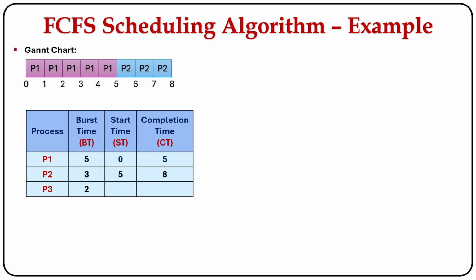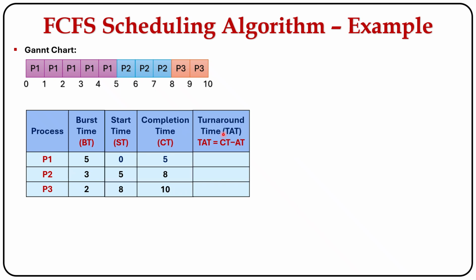Next, process P3. Its starting time is 8 and burst time is 2. Now, it starts execution from 8, then 9 and it completes the execution by 10. Therefore, the start time is 8 for process P3 and completion time is 10 for process P3.